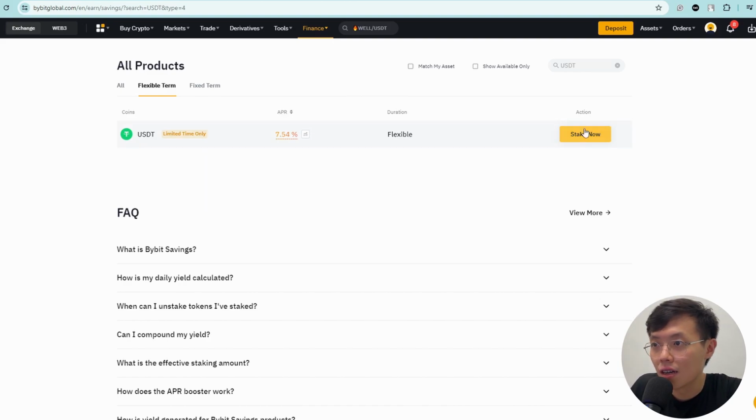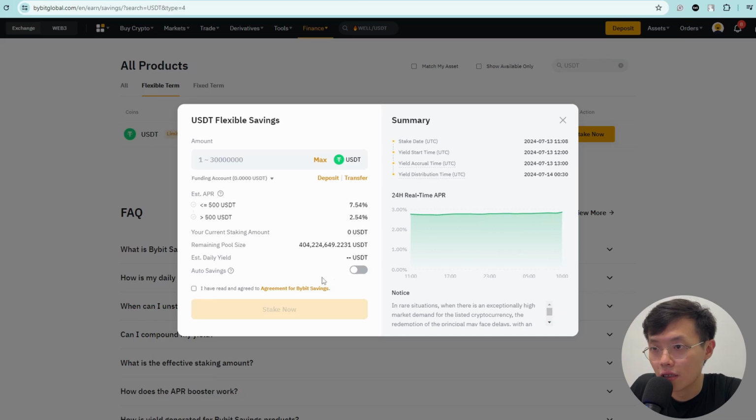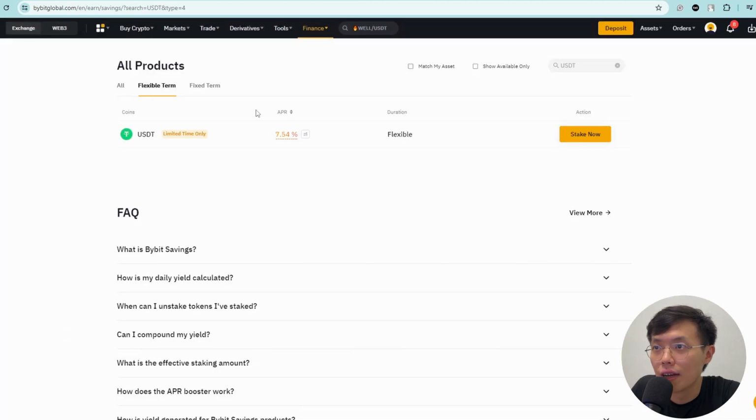So I want to stake now, for example, and then I agree to the terms and conditions. Okay, I don't have the funding in my funding account right now, but if you were to press stake now, you get the 7.54%. Annual, I mean, but you get daily, divided by 365. So you can take out anytime you want. This is a very good finance Earn.